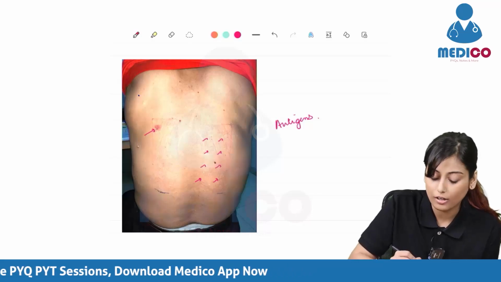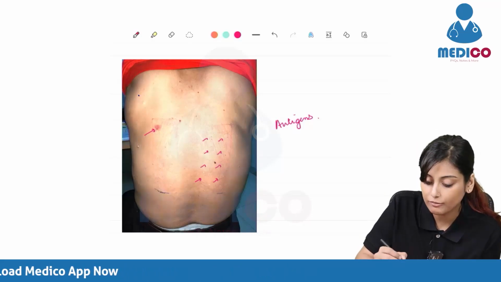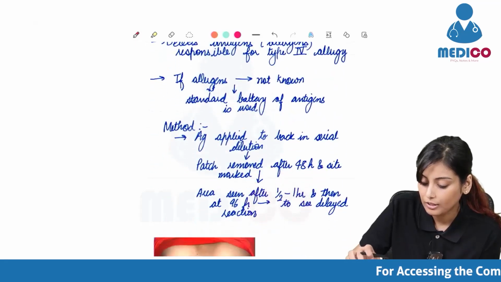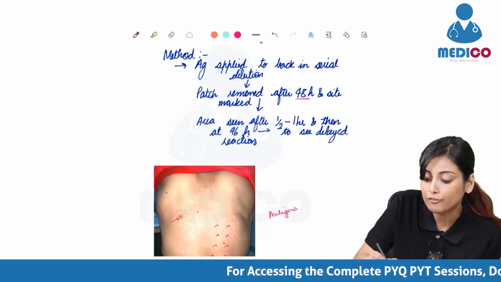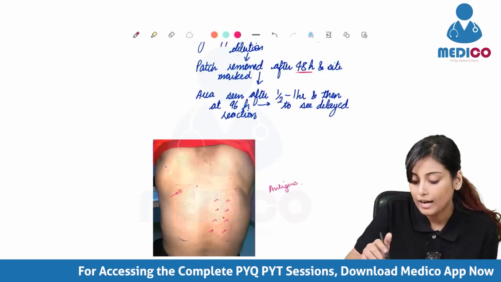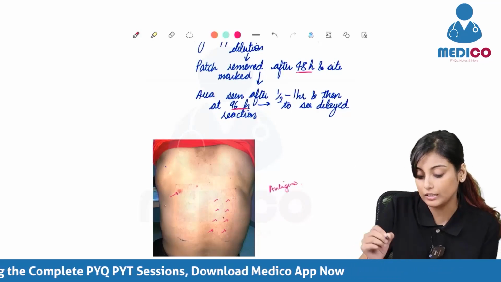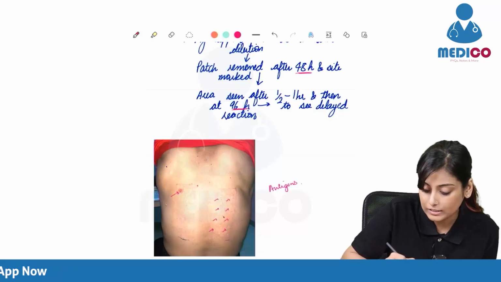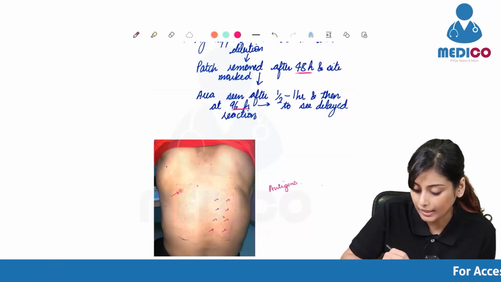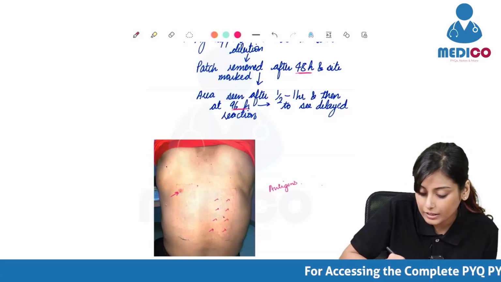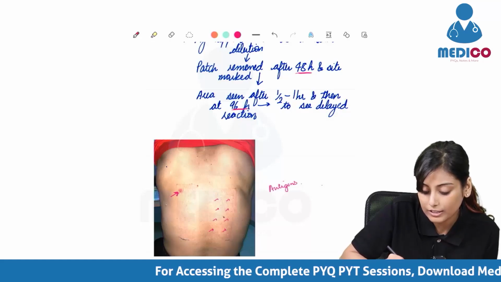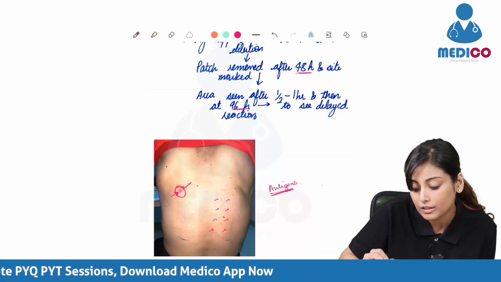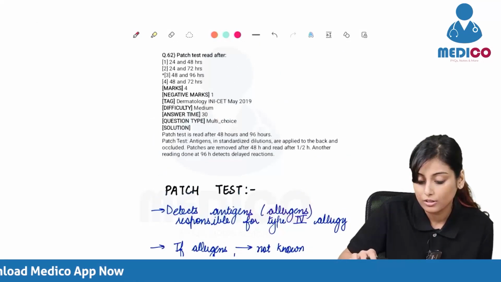The MCQs come around this. When you apply it, it is removed after 2 days. You read it on the third day, and sometimes it is read after 96 hours. These are the 2 points that you have to remember. You'll be putting antigens, then removing them, and then taking readings. If there is erythema, oozing, crusting, or an allergic reaction to a particular antigen, you know that that antigen is causing a problem in the patient.